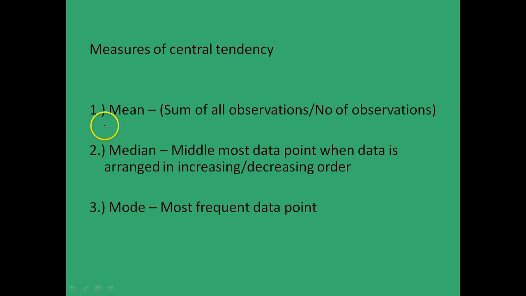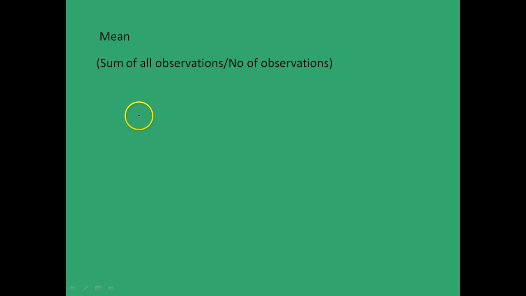For now, we'll be looking at mean, which is the sum of all observations upon the number of observations. Then there's median, which is the middlemost data point when the data is arranged in increasing or decreasing order. And then there's mode, which is the most frequent data point. We'll start with mean. Mean is obviously the sum of all observations upon the number of observations.